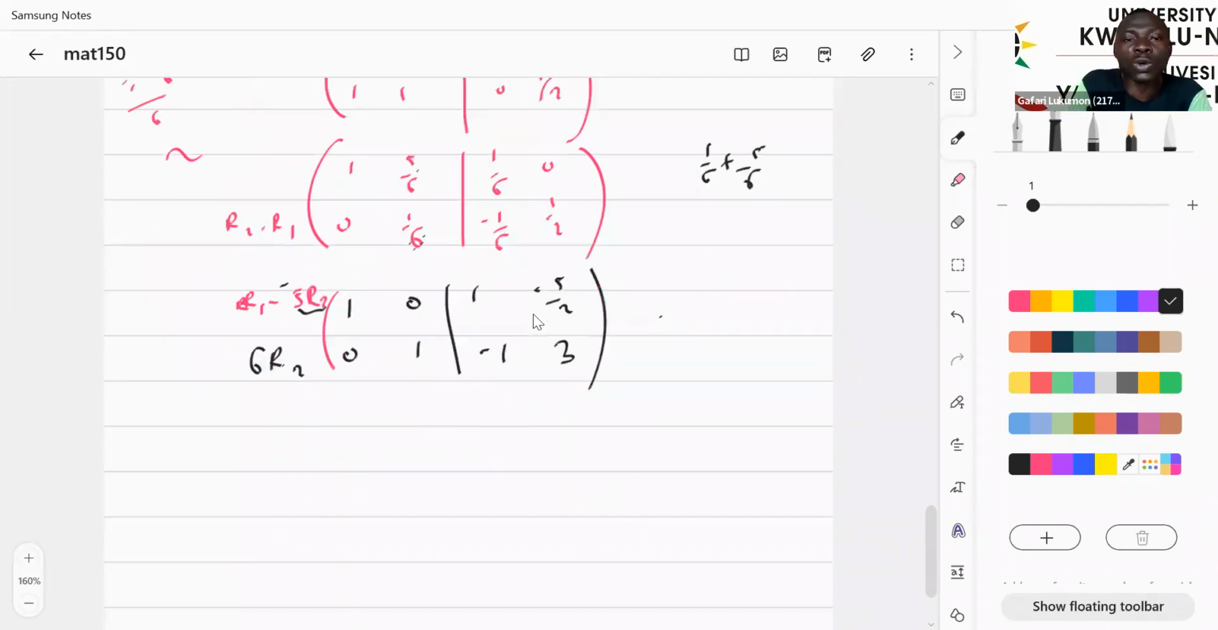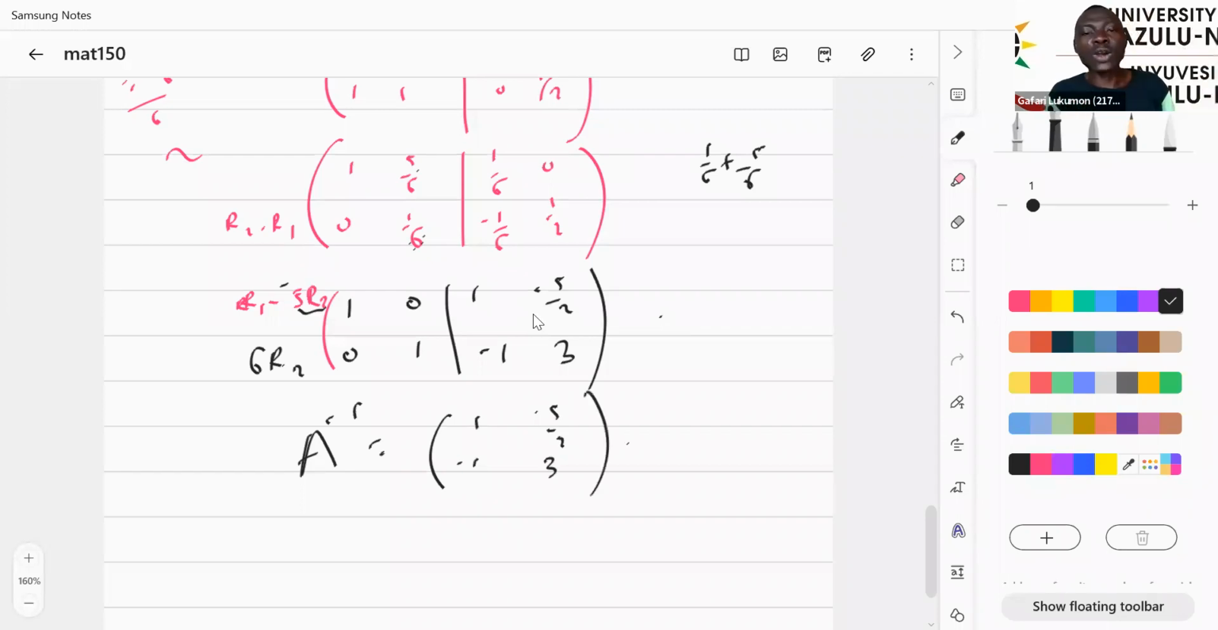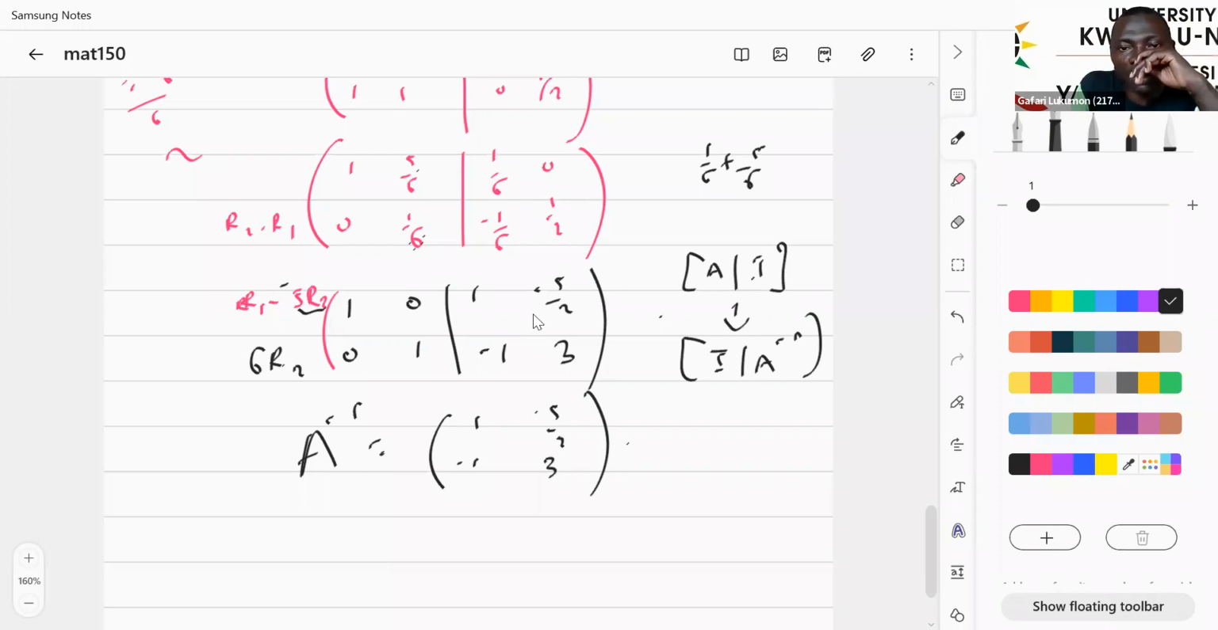So then you can now conclude adequately that your A inverse will now be what? 1, minus 5/2, minus 1, 3. I hope you understand, guys. So that will now be your inverse. You can see we reduce it from this form, then we change it here. So we change I here, I, A inverse. And this will now be your A inverse, what you arrive at here.